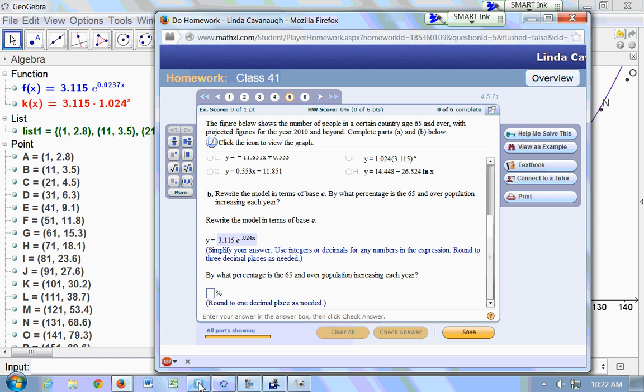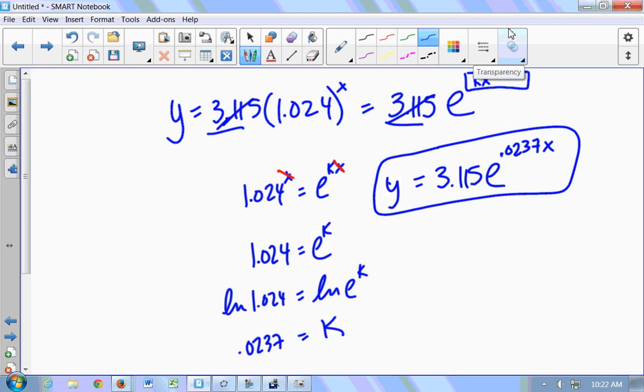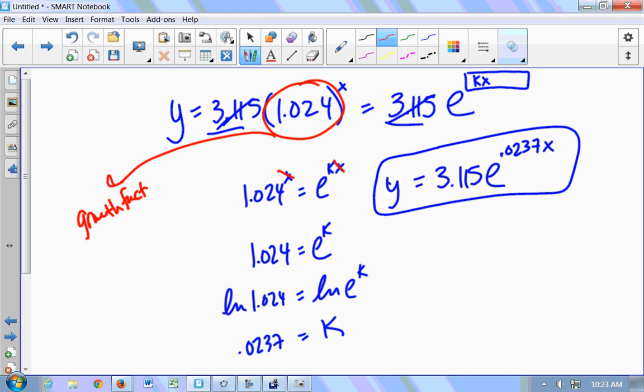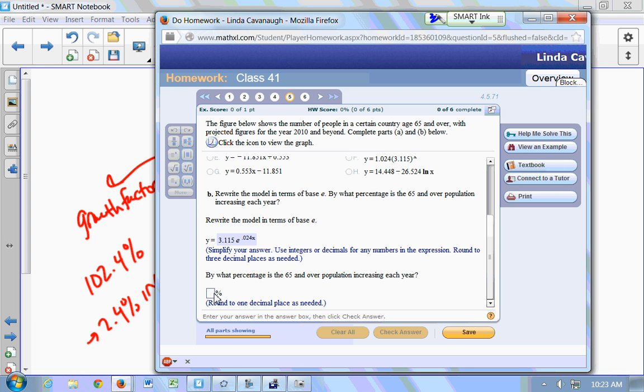2.4%. You can look at 1.024, that's called your growth factor. So when you multiply something by 1.024, this 1 represents 100%, right? You keep 100% of what you had, and then you increase by 2.4%. So this is 124%, oops, got that wrong. This is 102.4%, which is a 2.4% increase, right? That 100% is just what you had before. 2.4% more is what you have now. So from the previous year, it increased by 2.4%.